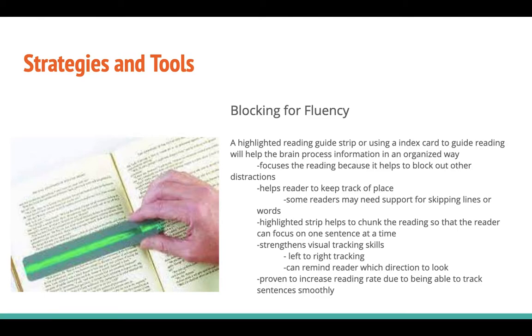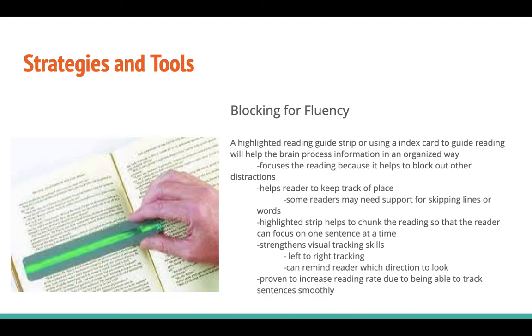Strategies and tools. Here are some tricks and tools that you can use to help your learners achieve success and help support your learner with any difficulties they may encounter. These strategies and tools are easy to make or acquire and are very cost effective. Much of the items can be made and given to your learner to take home to use.